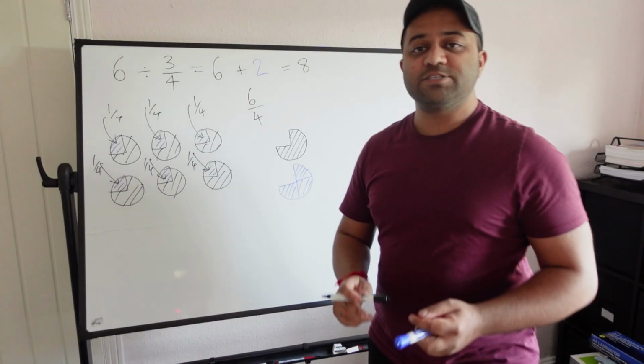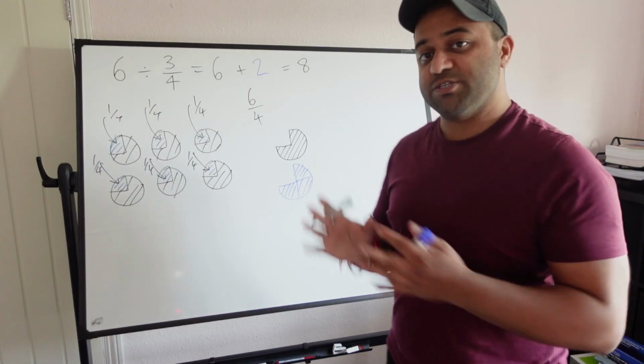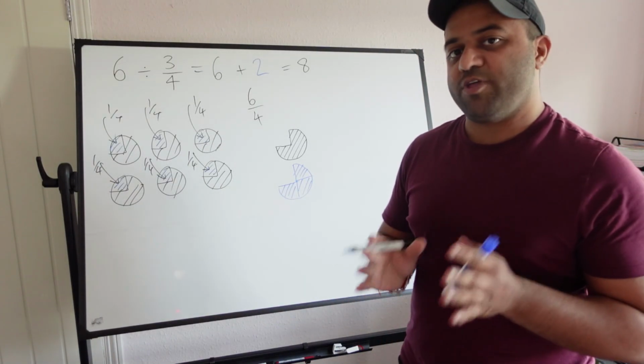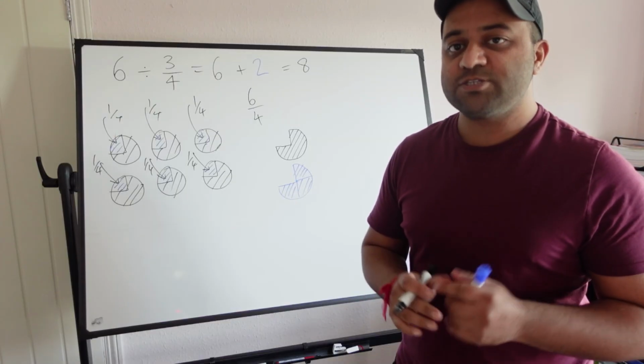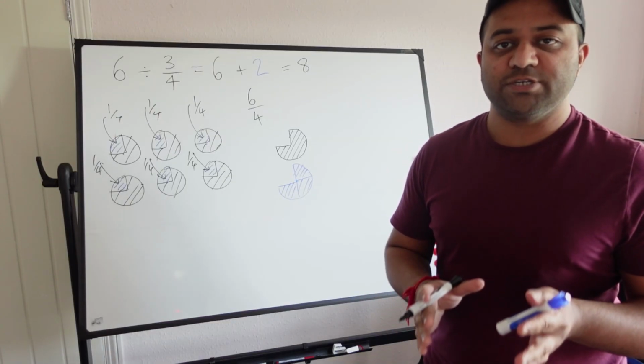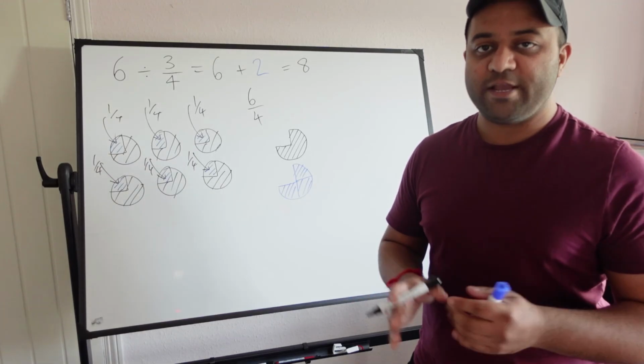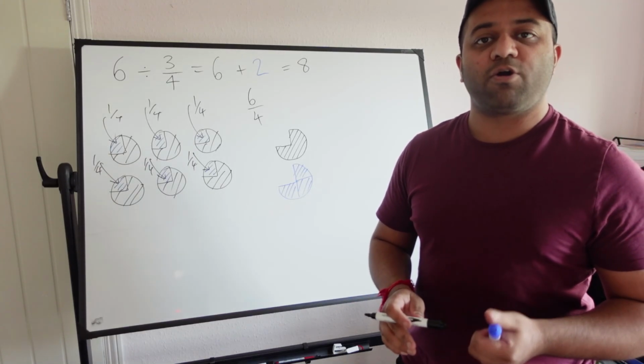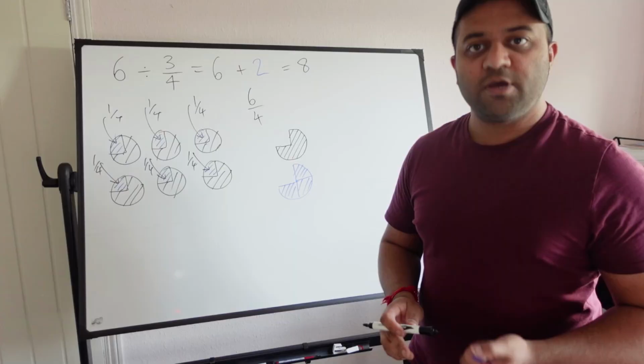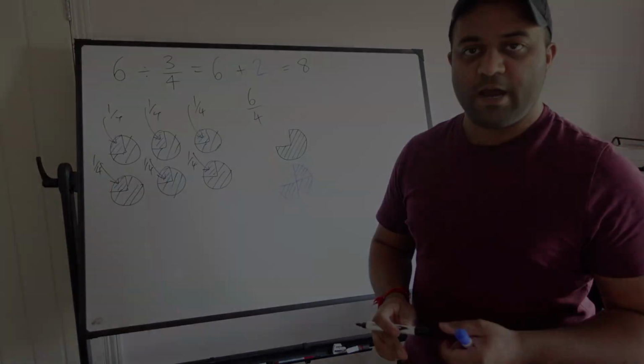So the answer, visually speaking, using these diagrams, we know the answer should be 8. So what operation can lead us to get that correct answer of 8? Well, there are quite a few methods to do this. I'll go over a few of them now.